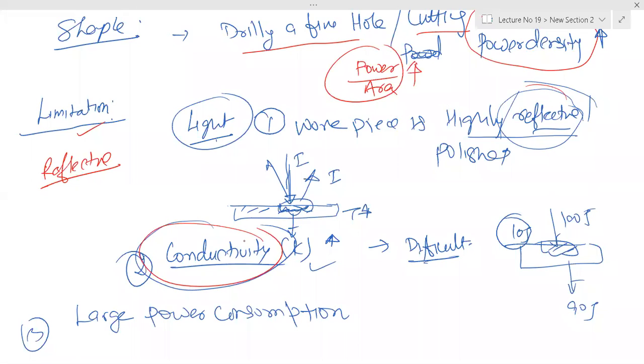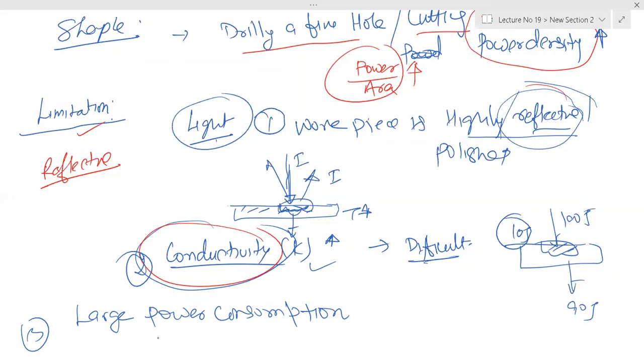Now, if the conductivity of the material is more, like your copper or your silver or aluminum, I mean the entire energy, almost 90% of the energy, will get conducted through the material. So very little energy will be available to melt the material. And the melting of the material is very important, because the workpiece is at room temperature or workshop temperature, 30 degrees centigrade. So you need the sensible heat, m s delta T.